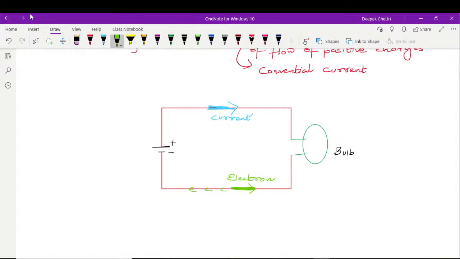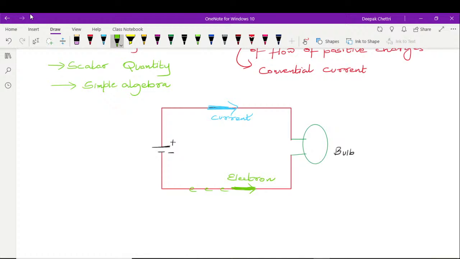Now one more thing here, even though current has a direction, it is considered to be a scalar quantity. Why? Because if you want to add current or subtract current, you can easily do it with simple algebra. You don't have to use vector algebra. Vector algebra we have done in class 11, if you remember, a cross b, a dot b, a vector plus b vector, all that. We don't have to use that for current.